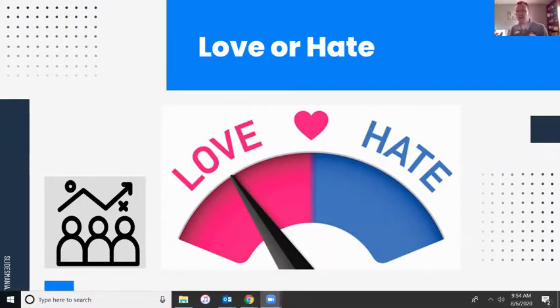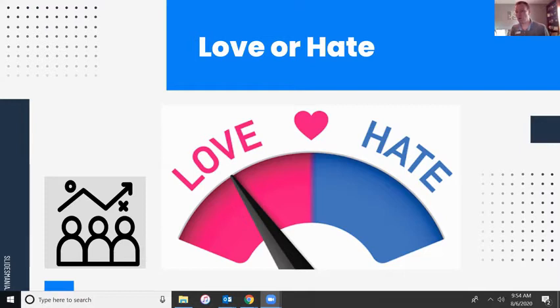That's the goal of a team builder. Love or hate is something that you can do multiple times because the items can change. It's also something that can be as long or as short as you want it to. I remember the first time I did this, it was in a meeting where we did it whole group, and it took like 30 to 45 minutes to do it.